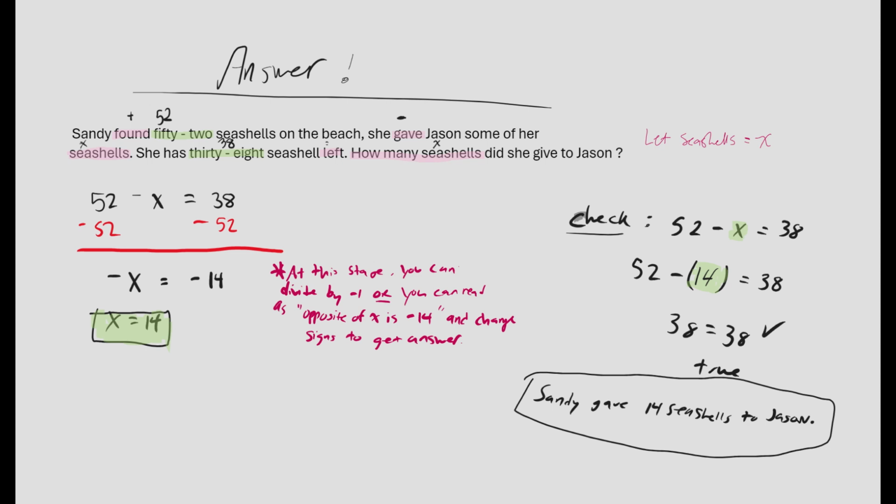And once you have your answer, go ahead and check it in the original equation. 52 minus x equals 38. You replace x with 14. I get 52 minus 14 equals 38. And then 38 equals 38. I know I got the right answer since it's true, and I put it into words. Sandy gave 14 seashells to Jason.